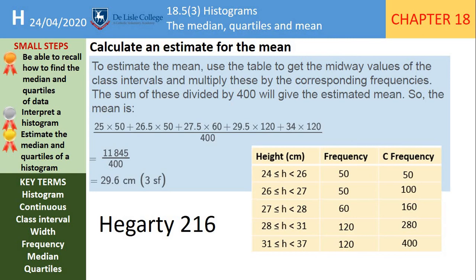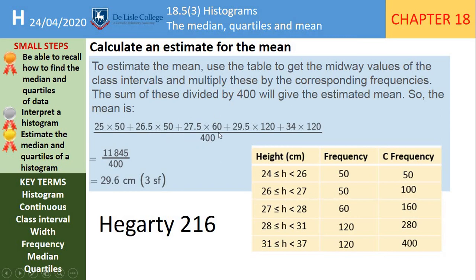Not always related to histograms, but we could relate it to histograms in that to find an estimate of the mean, all we do is the midpoint multiplied by the frequency, add all of those together and divide by the total of the frequency. And actually a histogram gives us all of this information because all we need to do is the midpoint, well, the midpoint between 24 and 26 is 25, multiplied by 50, which is the frequency, which is this calculation here. And then we would add it to the midpoint of the next group, which is 26.5, multiplied by the frequency, which is 50.